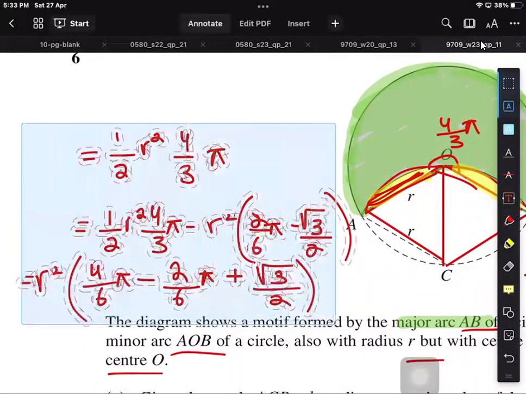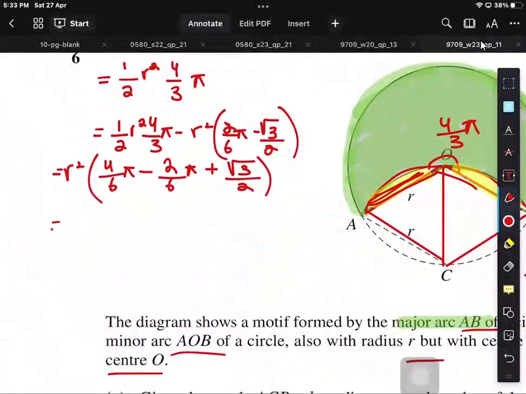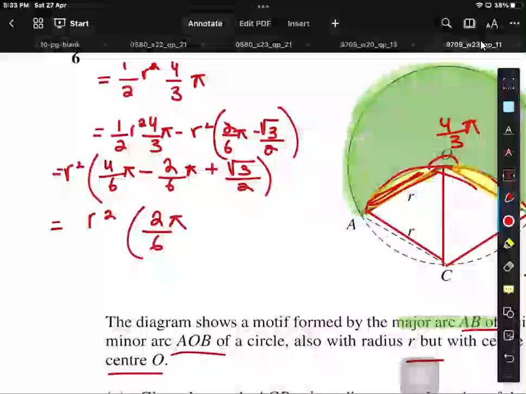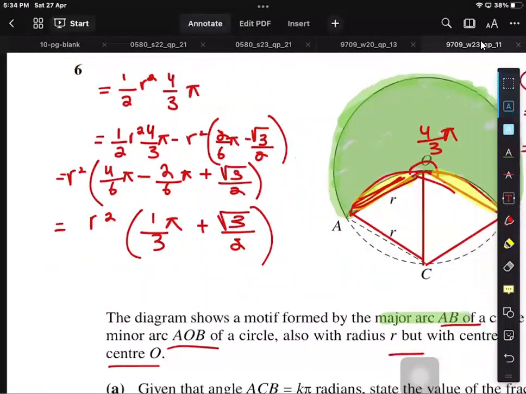Okay, so let's simplify it further. 4 over 6 minus 2 over 6 is going to be 2 over 6 pi, or you could say 1 over 3 pi, right? It's the same thing. Plus under root 3 over 2. So that's it. That's our final answer, and that is correct.